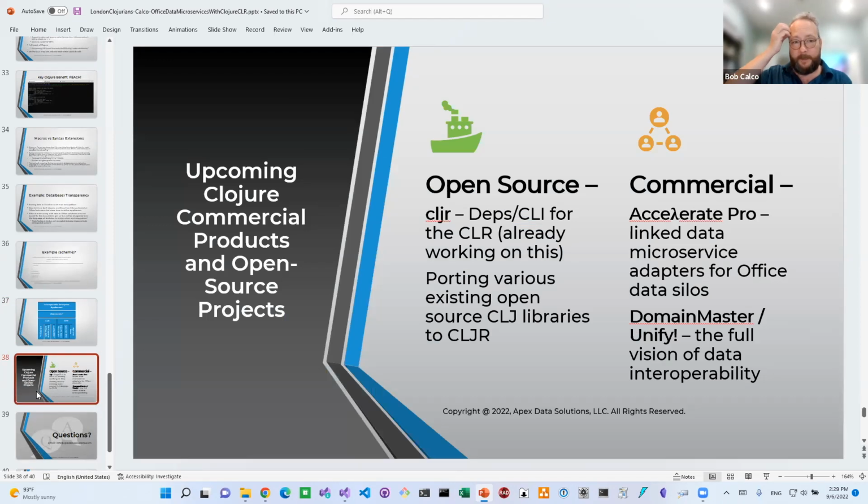All right, so some upcoming commercial products and open source projects. I'm just not going to dwell on this. I'll go over these at a high level, and then we'll take some questions.